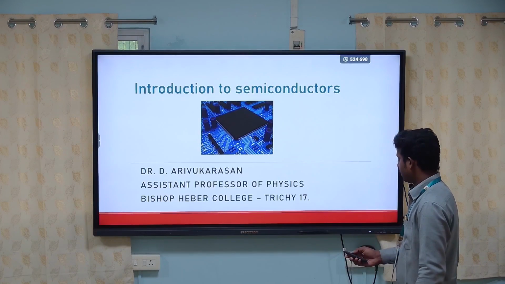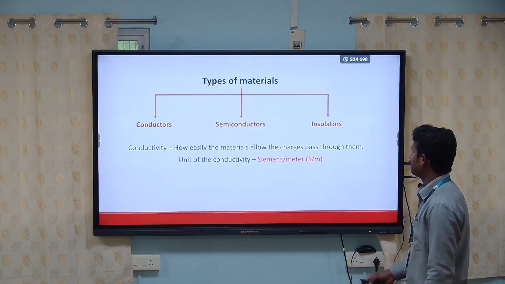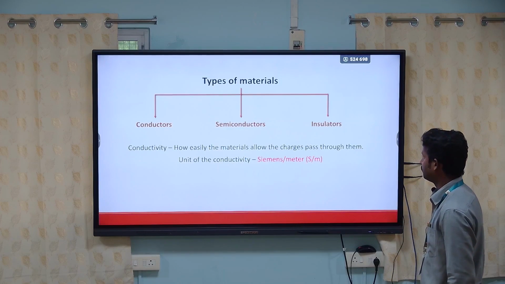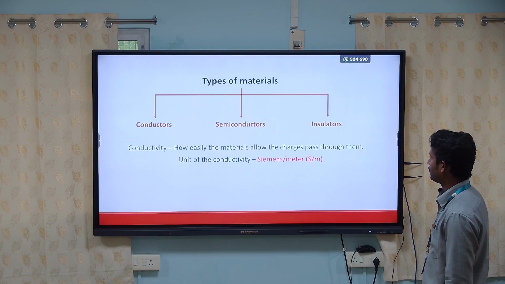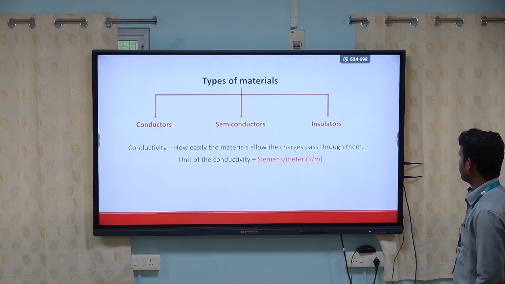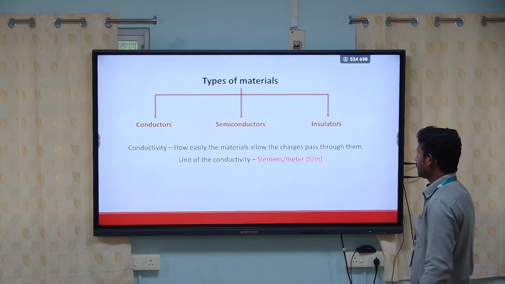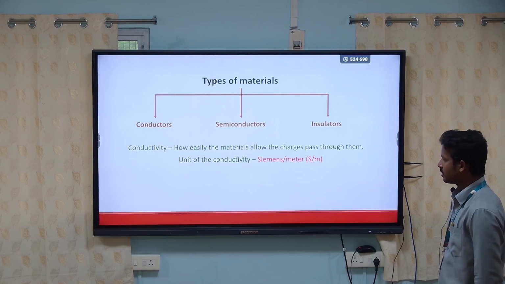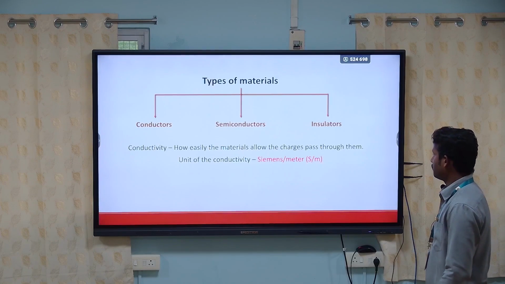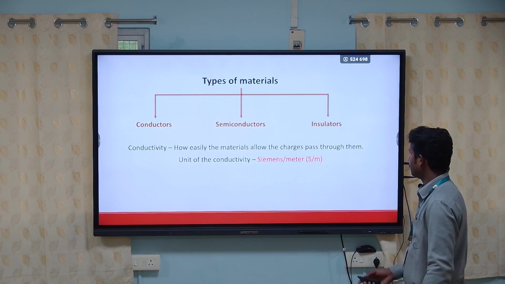electronic industry? To understand this, first of all we need to learn the classification of material according to their conductivity. Based on the conductivity, the materials are classified into three categories. One is conductor, another one is semiconductor, finally we have insulator. Conductivity is defined as how easily the material allows charges to pass through it. The conductivity of a material is measured in Siemens per meter.